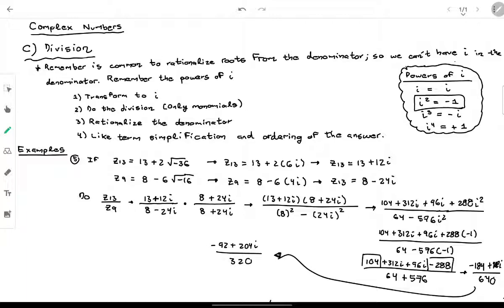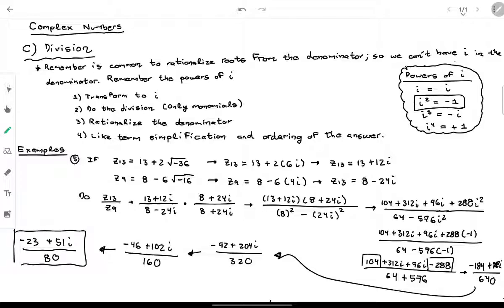We can divide again by 2. If we divide again by 2, it's going to be minus 46 plus 102i, all of it divided by 160. And again, maybe we can divide by 2, and it's going to be minus 23 plus 51i, all of it divided by 80. And we have finished simplifying our answer.